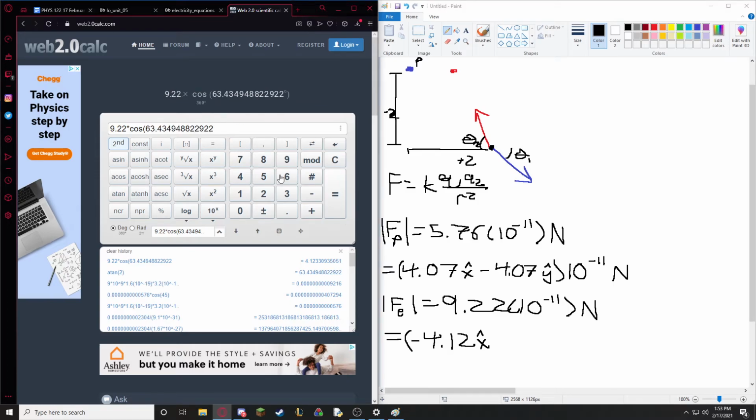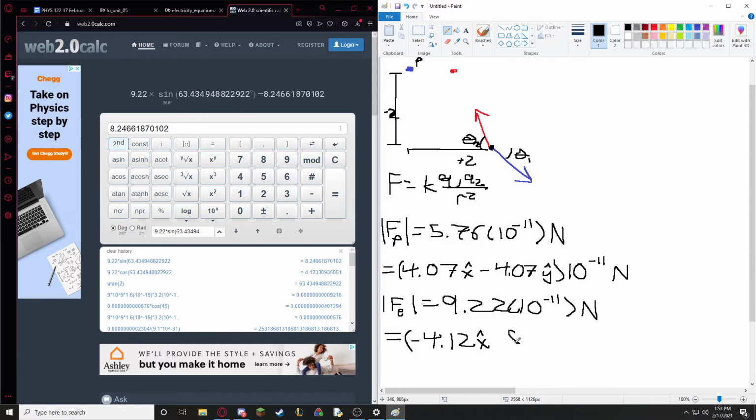And we do the same thing to get the y component. Just the sine. And we get 8.25 y hat. And we have our 10 to the minus 11 newtons at the end. And is that positive or negative y? That's positive y. Yep, positive y, upwards.